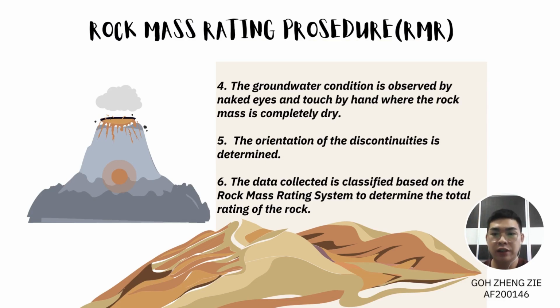Next, the groundwater condition is observed by eye and touched by hand, where the rock mass is completely dry. Fifth, the orientation of the discontinuity is determined. And the last is the data collected is classified based on the rock mass rating system to determine the total rating of the rock.